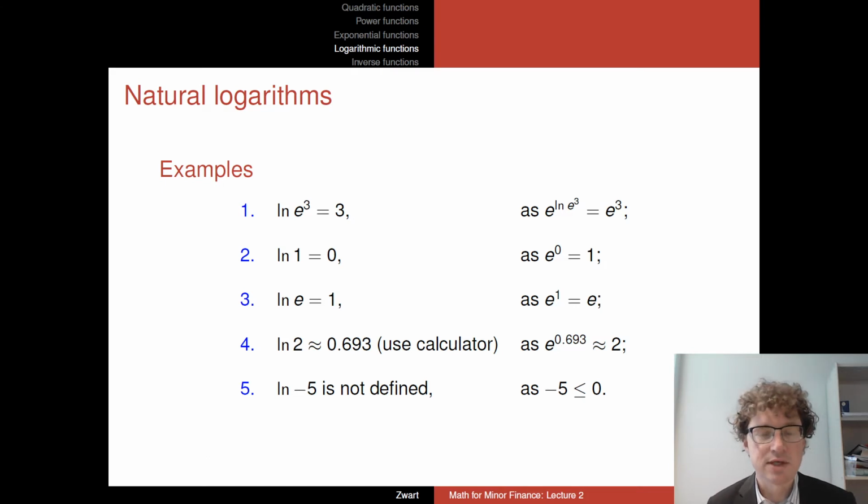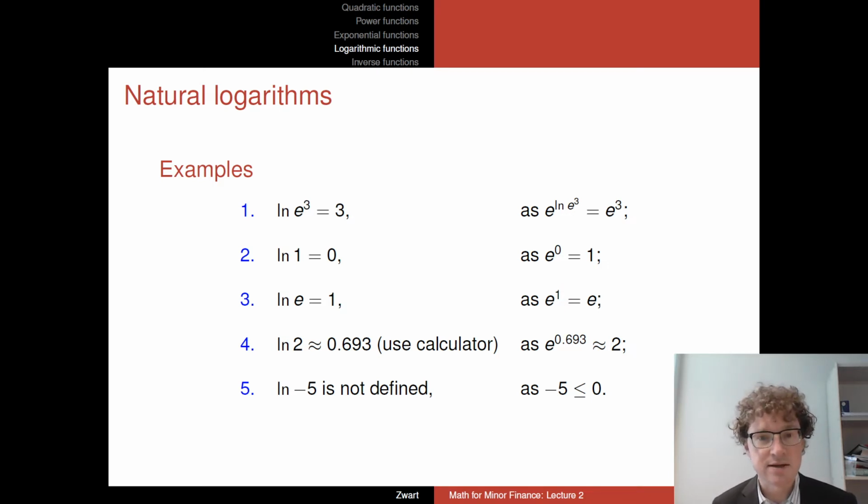Let's have a look at some examples. Suppose the question is, what's the log of e to the power 3? So the question is, to what power should we raise e in order to get e to the power 3? Well, we need to raise e to the power 3 to get e to the power 3. That's almost a tautology. So the log of e to the power 3 is 3, and that's the power to which we need to raise e to get e to the power 3.